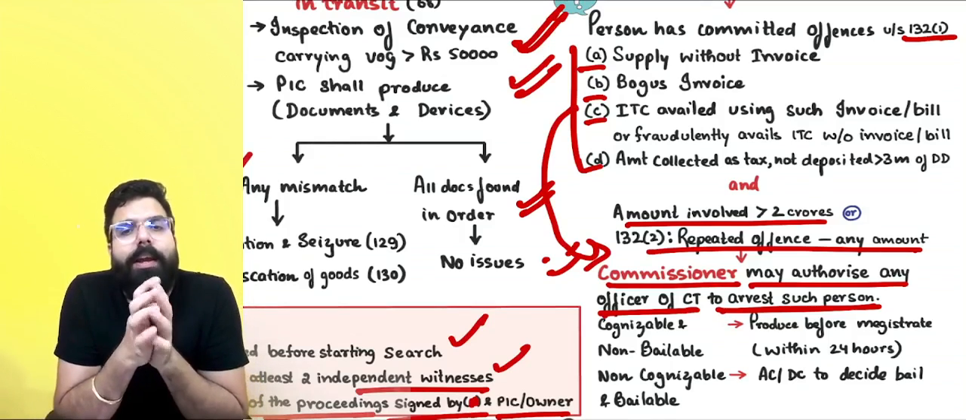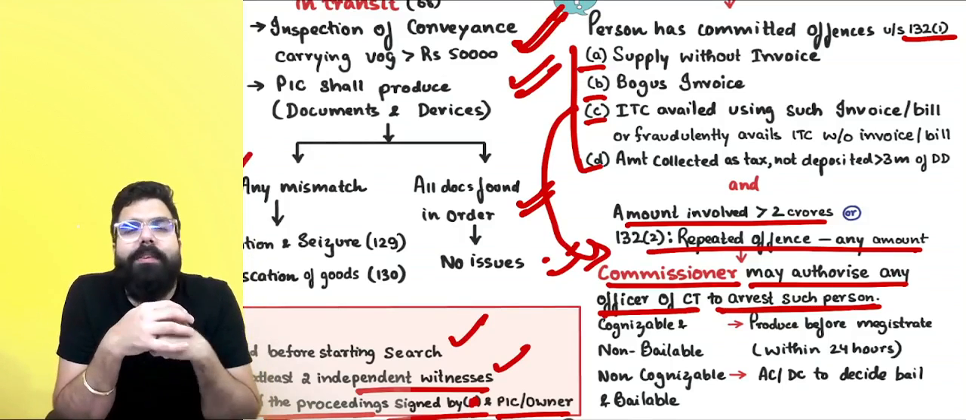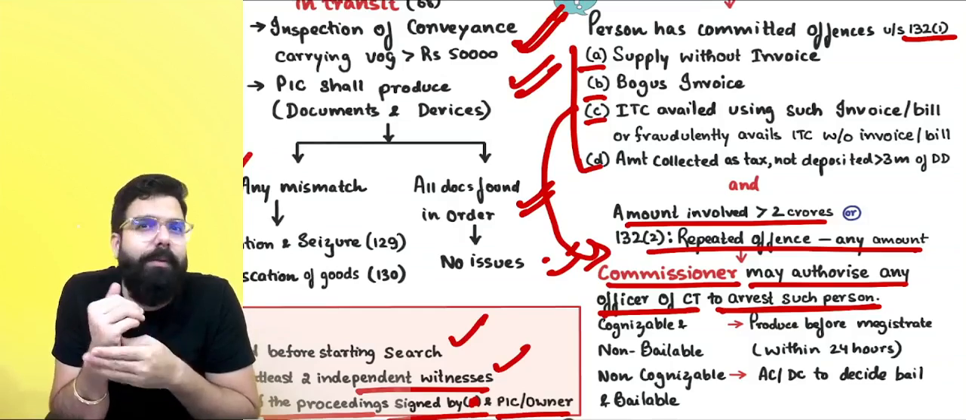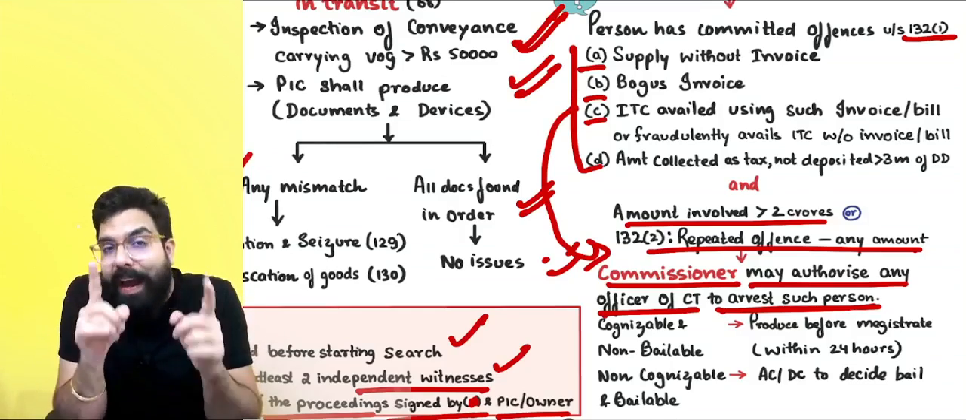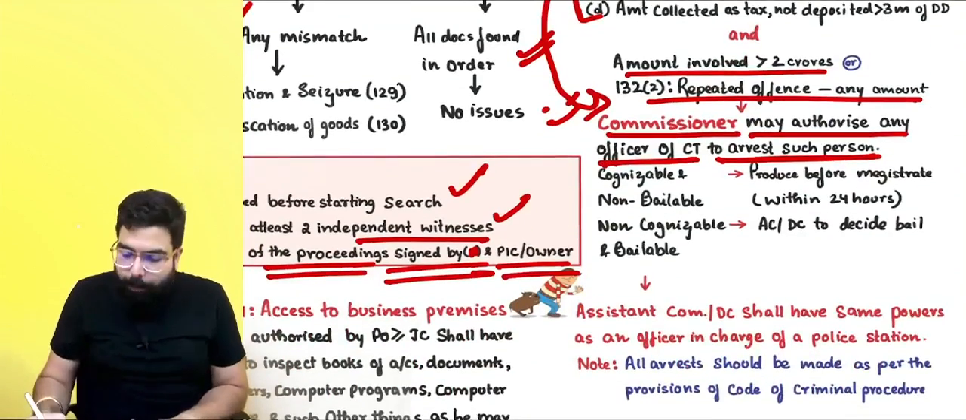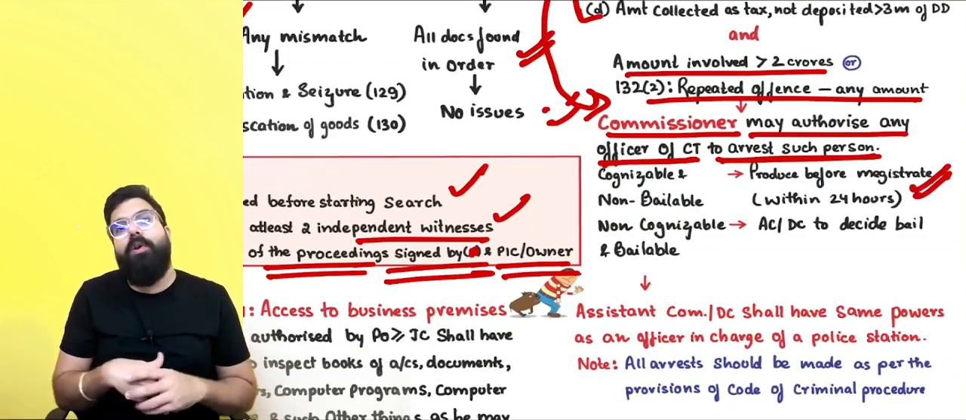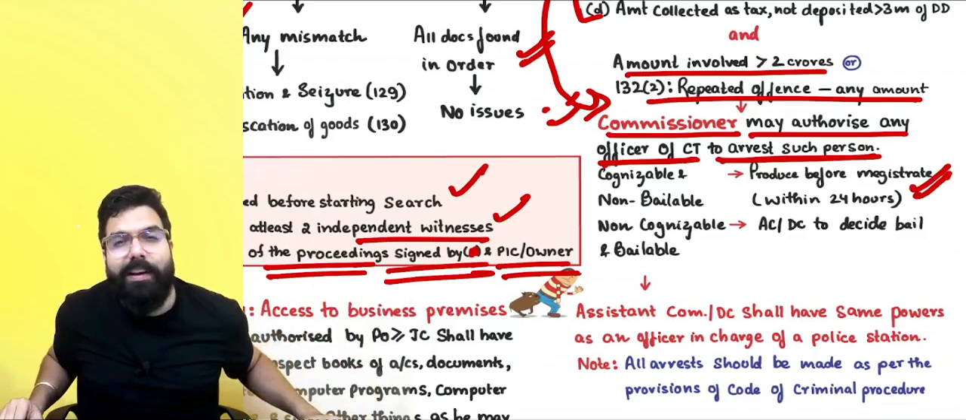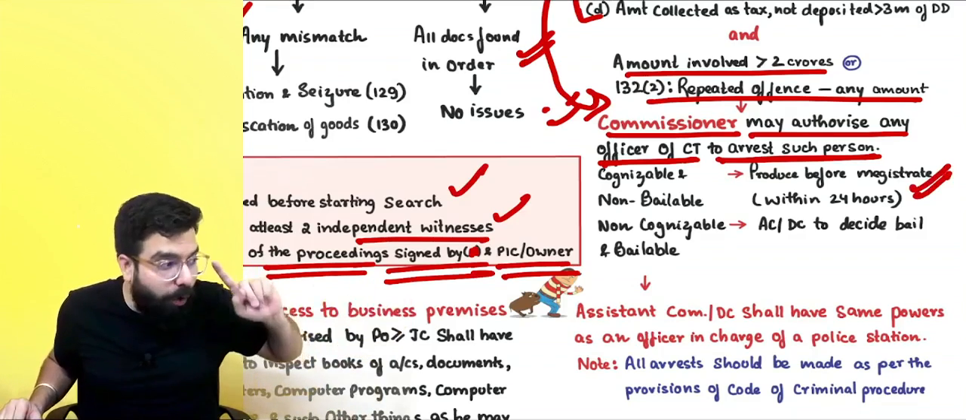Always remember one thing: if you have done these four offences and the amount is greater than 5 crore, then it's a cognizable and non-bailable offence. It's a severe offence. In that scenario, you will be produced before the magistrate within 24 hours, and the magistrate will decide whether to release you on bail or send you to jail.